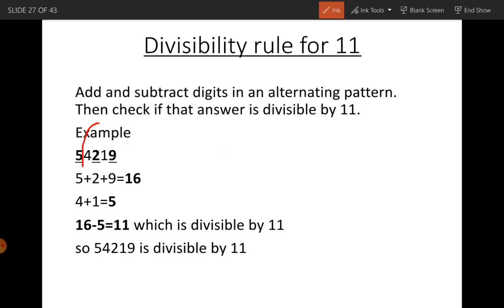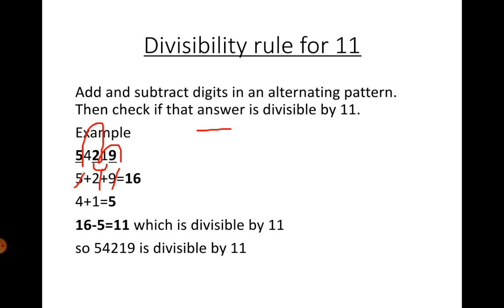Okay, 5, 2 and 9, and we have to add these alternate digits. 5 plus 2 plus 9 is equal to 16, and 4 plus 1 is equal to 5. And 16 minus 5 is equal to 11, which is divisible by 11. Then this number 54,219 is divisible by 11.